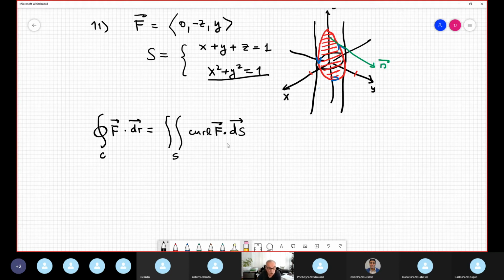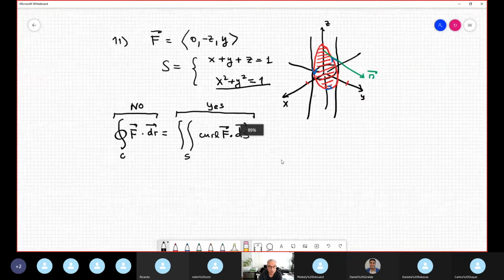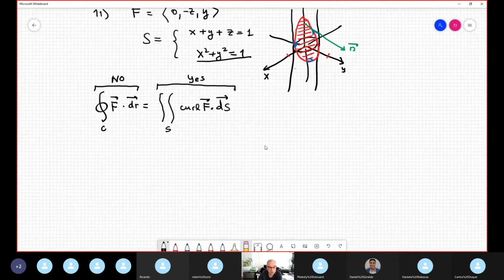Entonces, I want to compute it in that way. It's possible to do it the other way, pero no. I want to compute it in that way. Okay. Entonces, where's my first job? Well, my first job is to compute the curl. It's super easy. Compute the curl of the vector field.